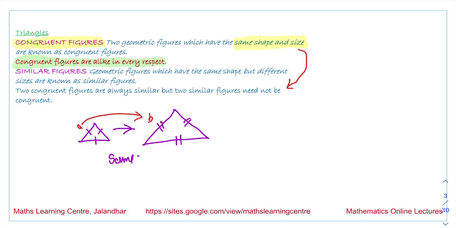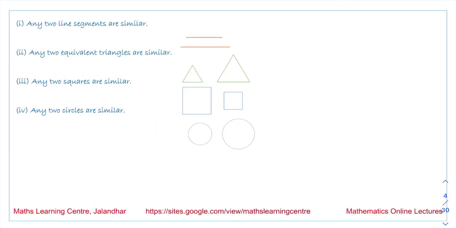Next, these are some examples over here. If two lines are given to us, then these lines are always similar. They may or may not be congruent. They will be congruent if their length is the same. But their shape will always be the same. So two line segments are always similar.